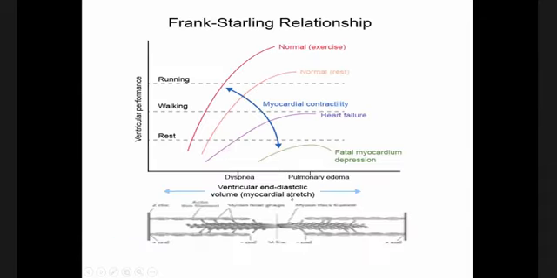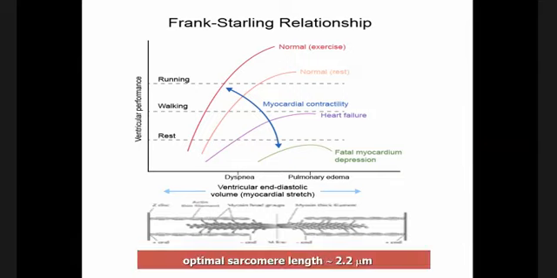So first we'll come to preload. One of the most important things about preload is the Frank-Starling relationship. This is because the ideal sarcomere length is around 2.2 microns. So unless that length is attained, the ideal ratcheting between the actin and myosin does not happen.